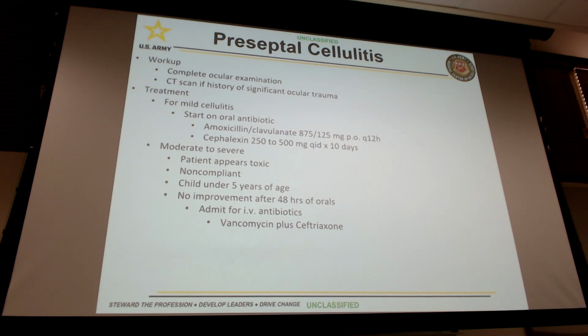Augmentin, Keflex, oral antibiotics. We differentiate mild and severe cellulitis. Most preseptal cellulitis, if they have no proptosis, no restriction on EOMs, no pain on eye movements, and vision is normal, it's going to be mild. Okay? If any of those other boxes are checked, it's not mild anymore, and we're thinking orbital cellulitis, and then we send them to the ER, where they start IV antibiotics.